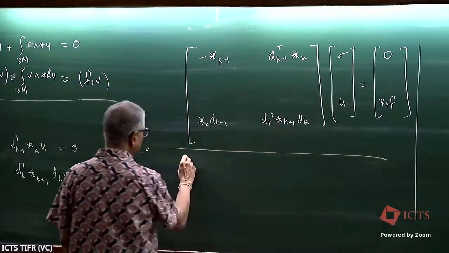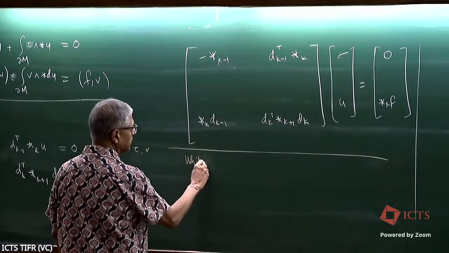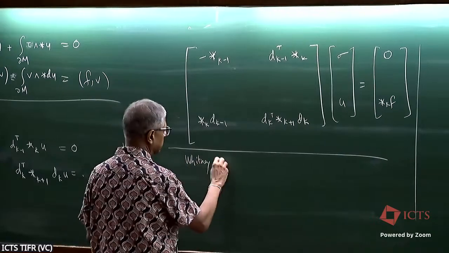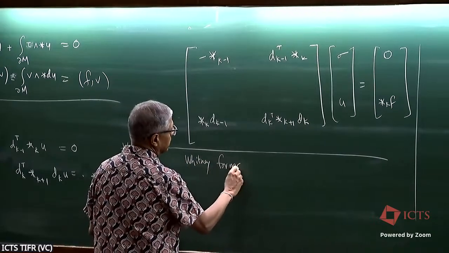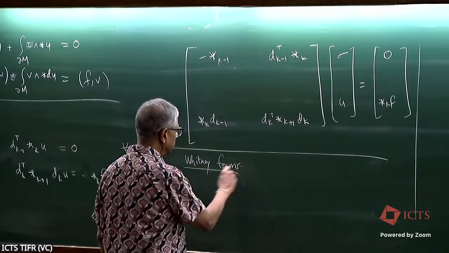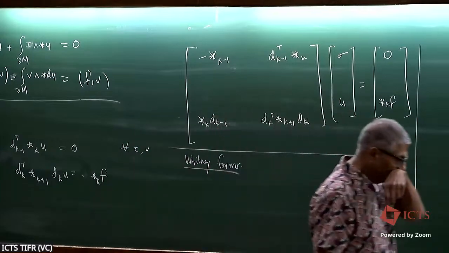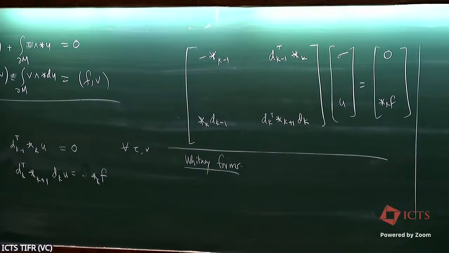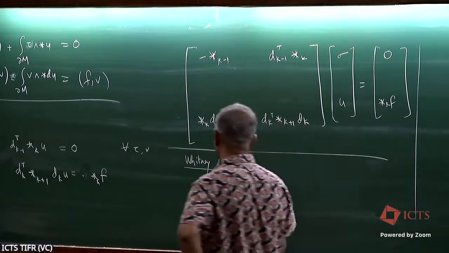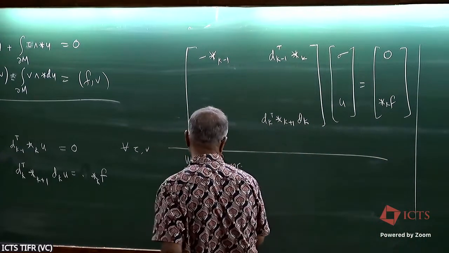So we'll talk about just the lowest degree because that's what matches DEC. So the shape functions are what are called Whitney forms. Whitney forms were invented by Hassler Whitney, who was a geometer, and they look like this.